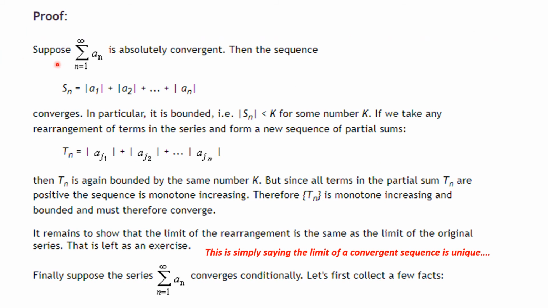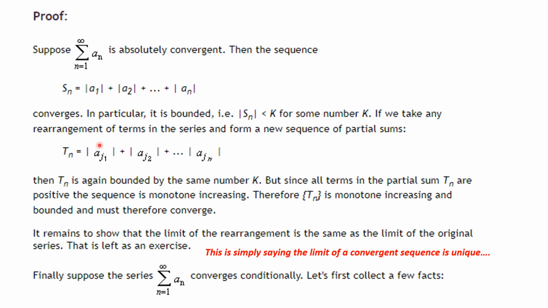All right, so let's go through the proof. So suppose we have the summation from n equals 1 to infinity of a sub n is absolutely convergent. Then the sequence, and this is a partial sum S_n, equal to the sum of the absolute values up to n, converges. That's what this means. In particular, it is bounded, because it is less than k for some number k. You see, it converges, so that means eventually this sum gets close to some number k. And this is an increasing sequence also, because all of these terms are non-negative. So it's a bounded increasing sequence, and so we know that it converges.